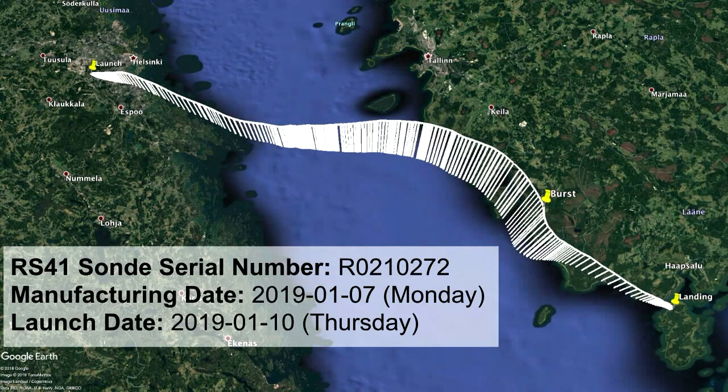So earlier this week we saw a Radiosonde launch from a tracking station in Finland, which had a really weird serial number. All these Radiosondes have a serial number, and it actually means something. The R indicates that it was built in 2019, and the other numbers indicate that it was built on the 7th of February. And it launched 3 days later.